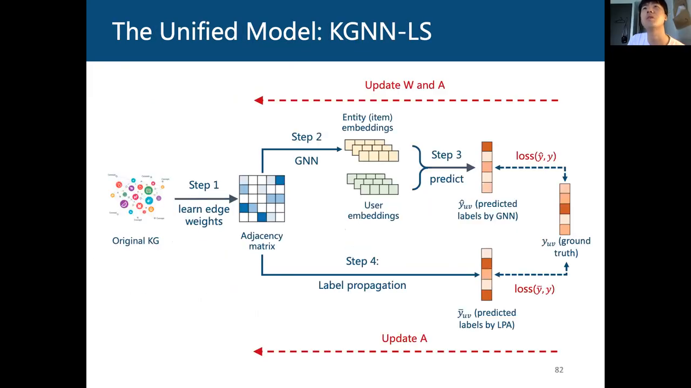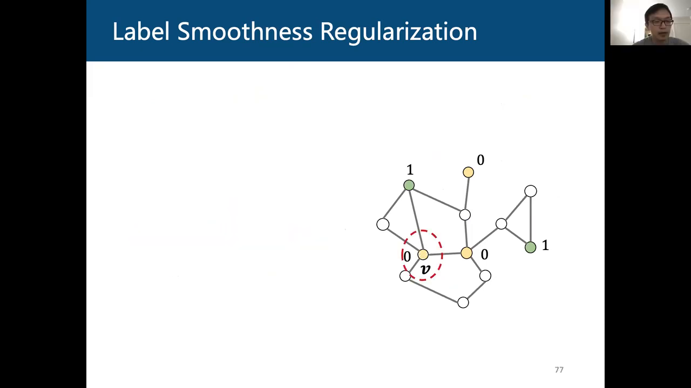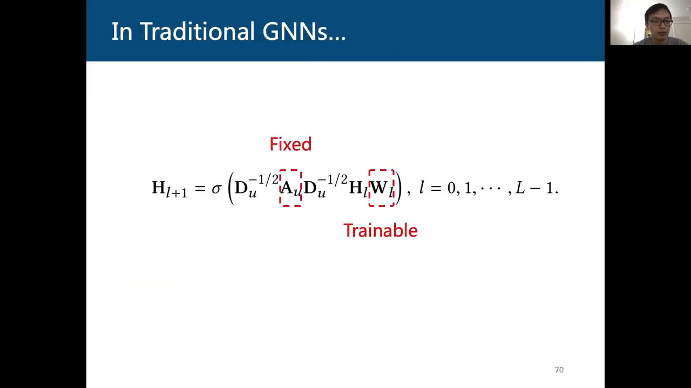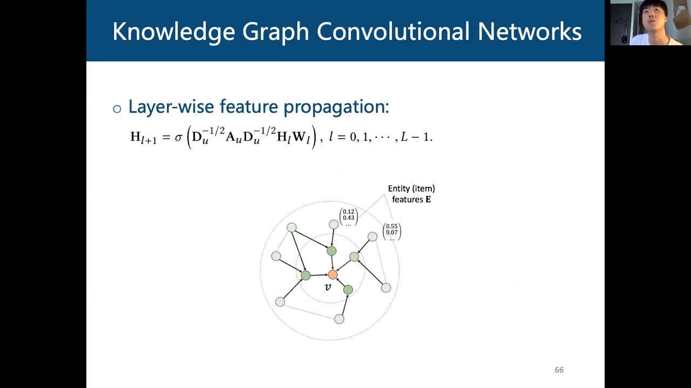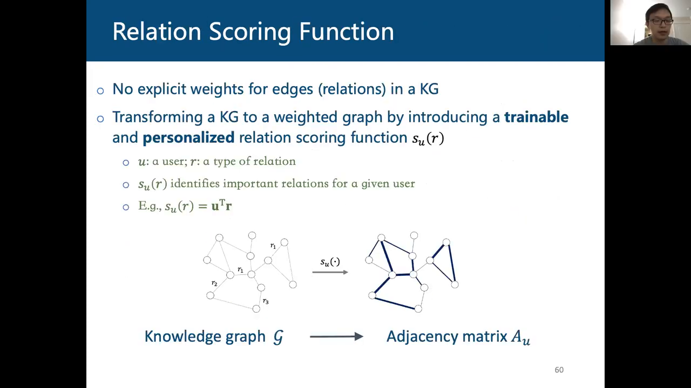What does the A mean here, by the way? A is the adjacency matrix of the knowledge graph. Oh, of the knowledge graph. Because the knowledge graph does not contain edge weights, right? We need to first transform this knowledge graph into a weighted graph. So here this A is the adjacency matrix for this knowledge graph. Oh, okay, I see. Okay, thank you.